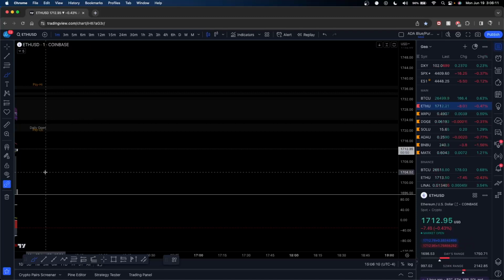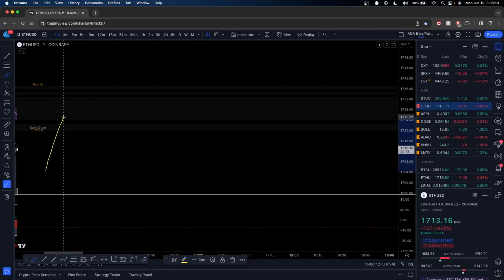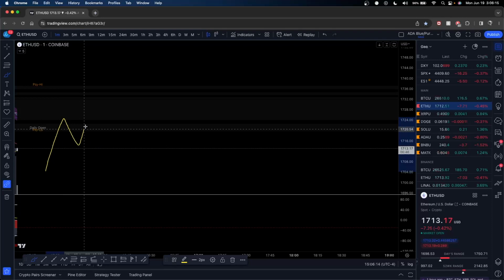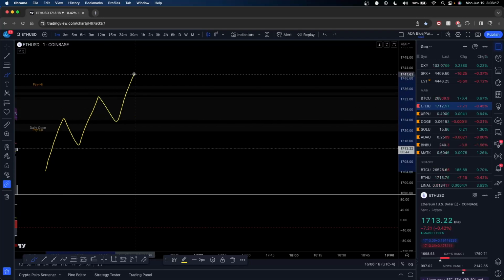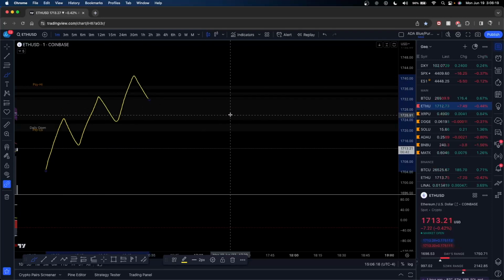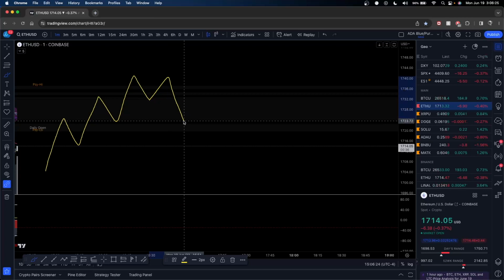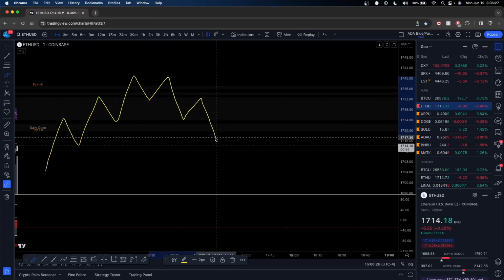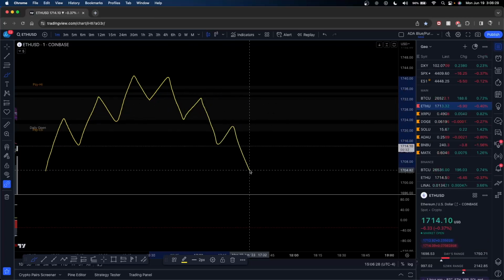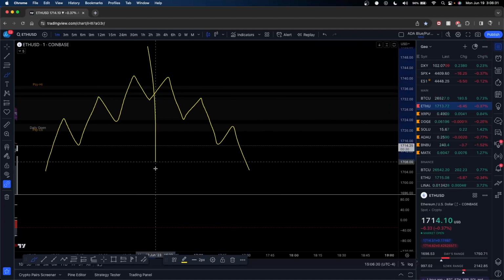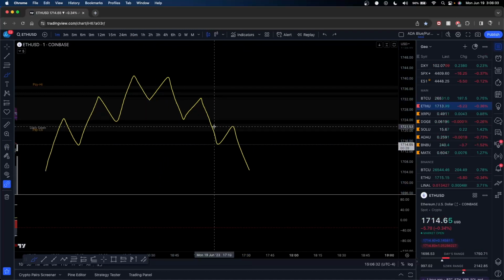Market structure essentially is when price is making a higher high, higher low, higher high, higher low, higher high, higher low, right? Alternatively, it is when it's making a lower low, lower high, lower low, lower high, lower low. This is market structure, okay? Now, this is important because it tells us the trend.